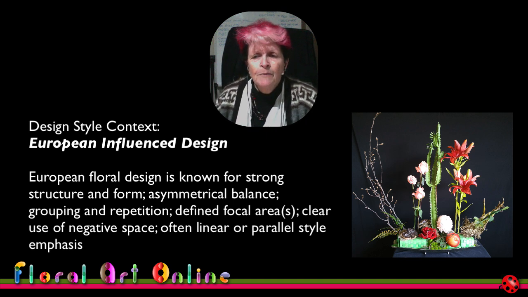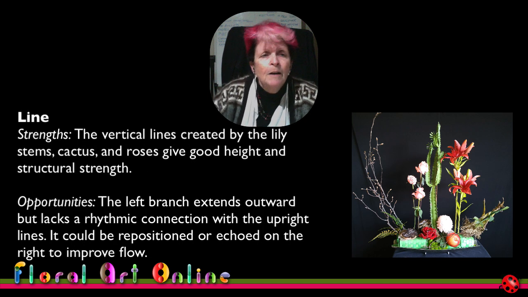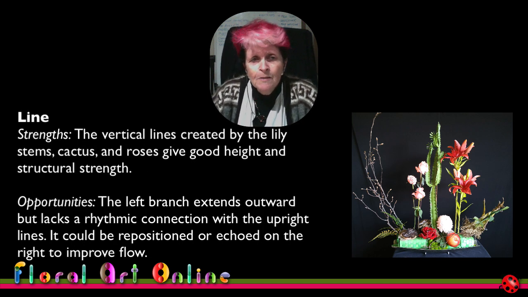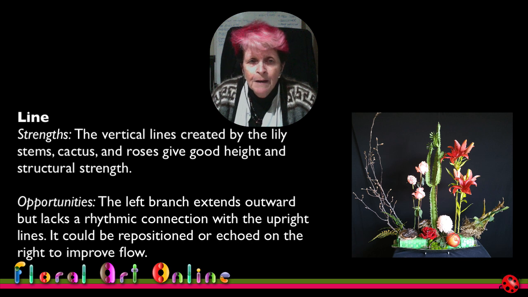So if we look individually at the principles and elements of design in terms of this type of design, we're looking at line first of all. The strengths of this particular presented design: the vertical lines created by the lily stems, cactus and roses give good height and structural strength. Now the opportunities for improvement: the left-hand branch extends outward but lacks a rhythmic connection with the upright lines.